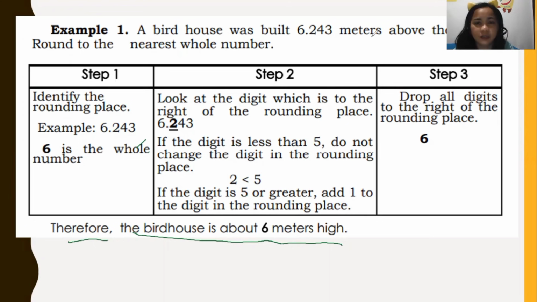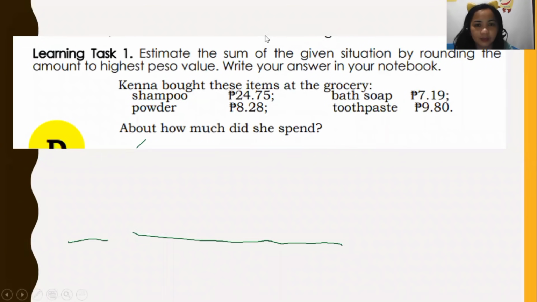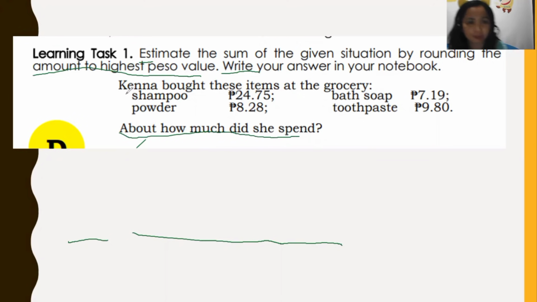So now, let's proceed to the next slide. Okay. Here in learning task number 1, I'm not going to solve this. I'm just going to explain. Estimate the sum of the given situation by rounding off the amount to the highest peso value. Write your answer in your notebook. So, ibig sabihin, before you answer this, about how much did she spend, ulitin natin yung problem.